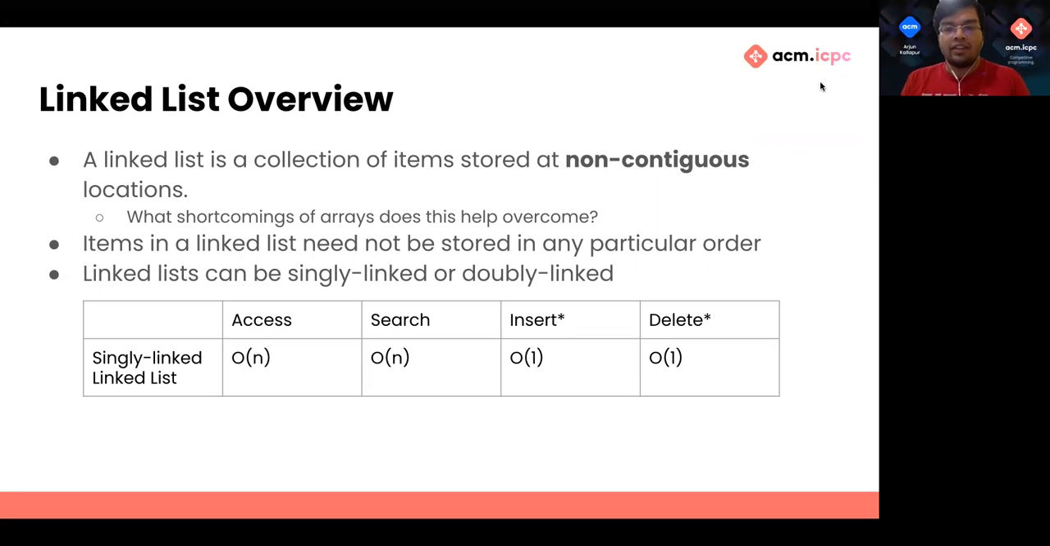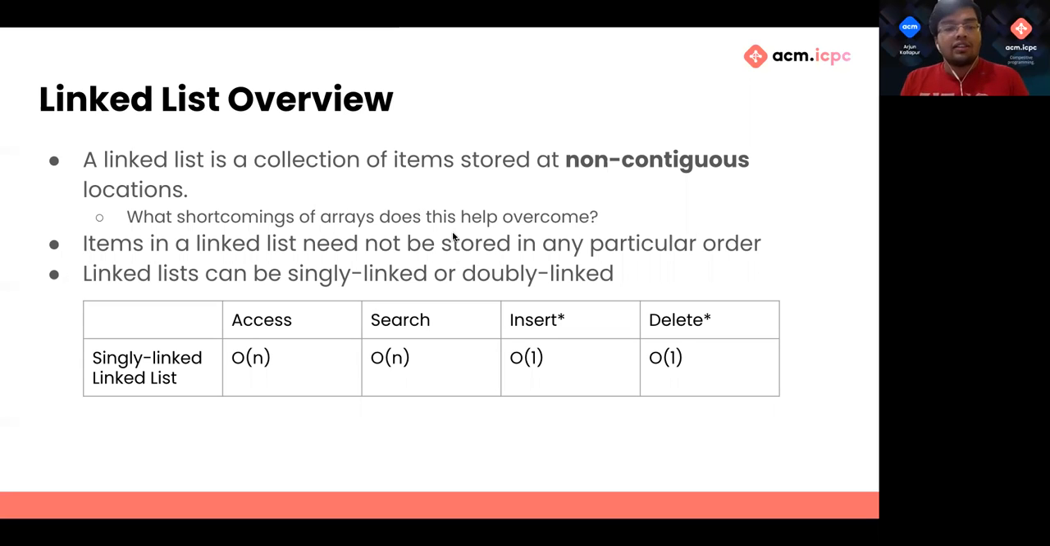But the trade-off is, of course, direct access. There's no longer constant time access to particular elements. To access any element, you still have to look at each node, see if it has a value, and then you can access it, as opposed to arrays, which have constant time access with indexing. Searching and access are both O(n), but insertion and deletion are now O(1) with linked lists versus arrays.